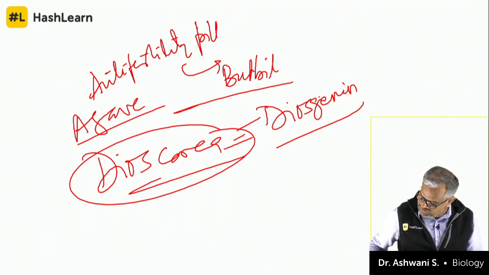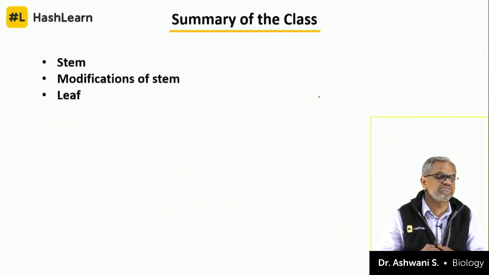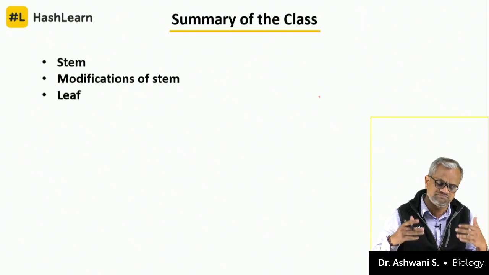Okay. So coming to the end of the class, what we have done is stem, modification of the stem and leaf.